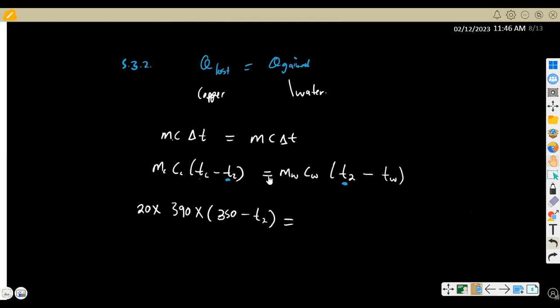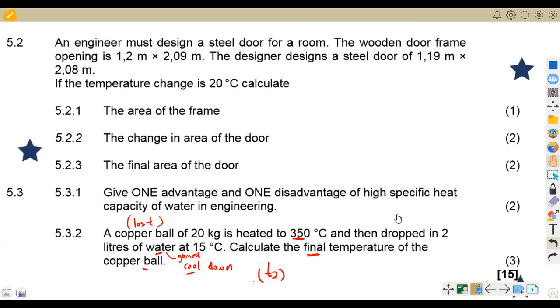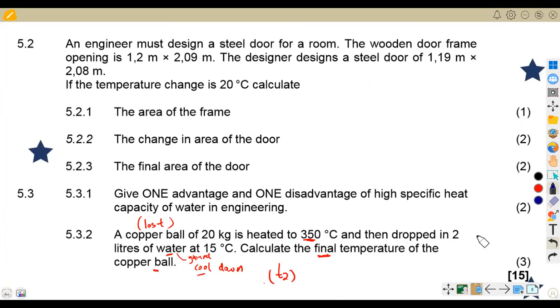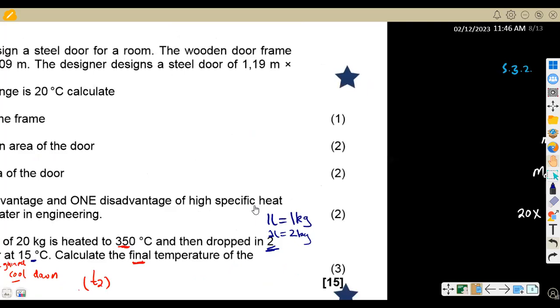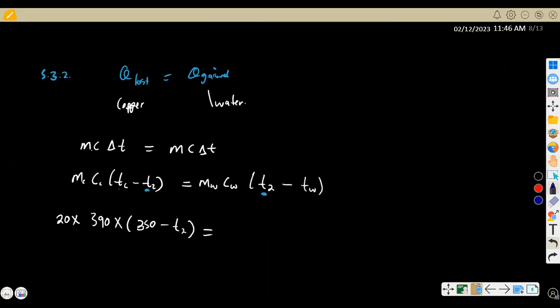The mass for water, what is the mass of water? We are given the volume of 2 liters. So what is the relationship between the mass and the volume? We know that a liter is equivalent to a kg, so if it is 2 liters, that's 2 kgs. The temperature of the water is 15 degrees Celsius. So I've got 2 kgs times the specific heat capacity of water, which was 4187, into T2 minus the temperature of water, which is 15 degrees Celsius.